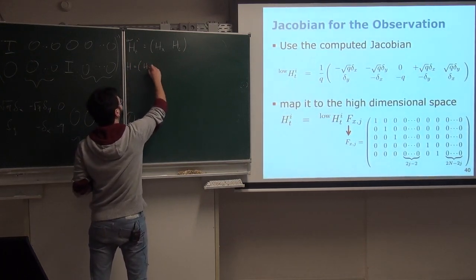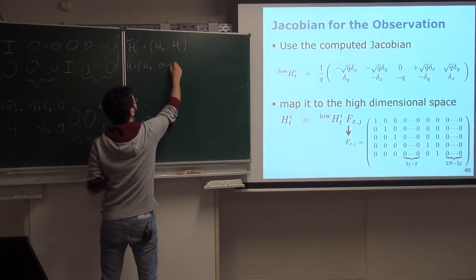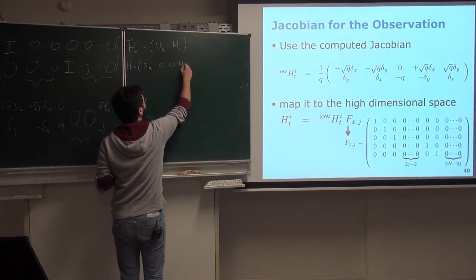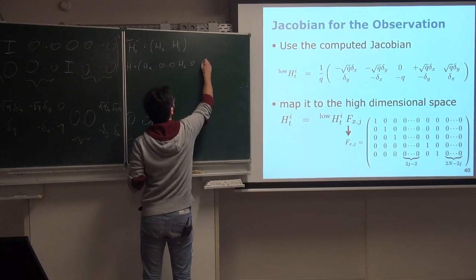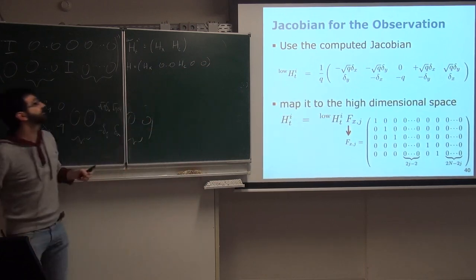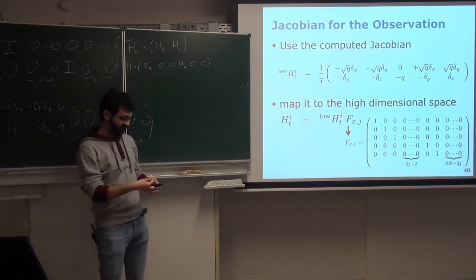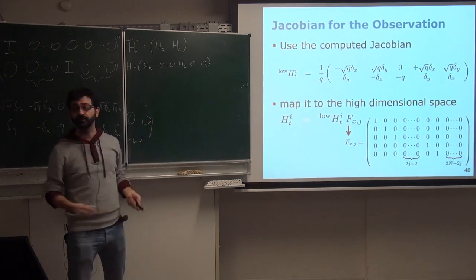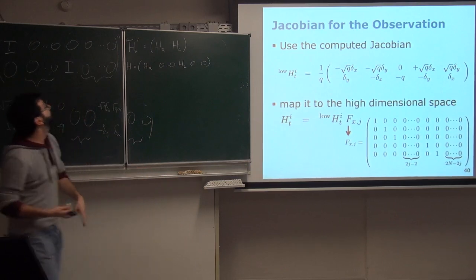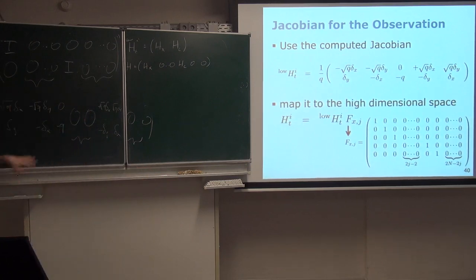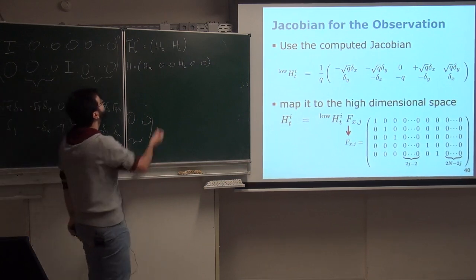Hx, zeros, HL, zeros. Okay? So that's how you write it more compactly. And the effect of this F, as it's also written in the book, is exactly the one of taking this small h and bringing it up to this form. And we can see it by just doing the multiplication.